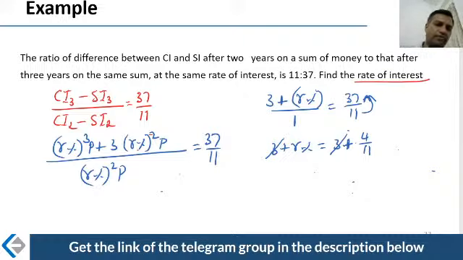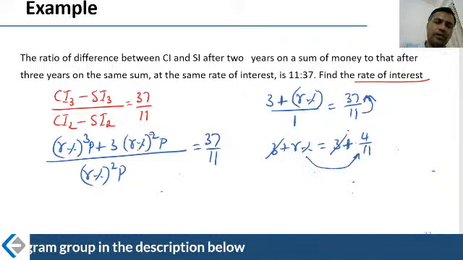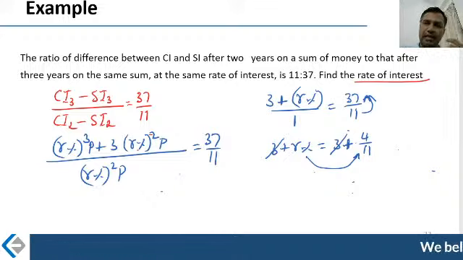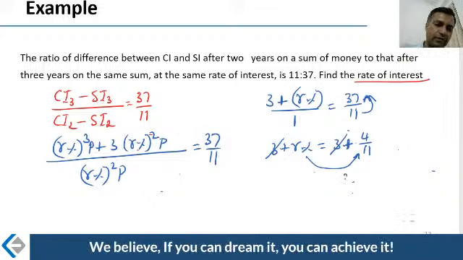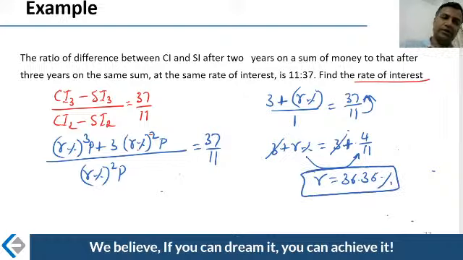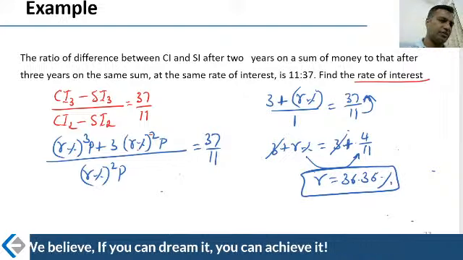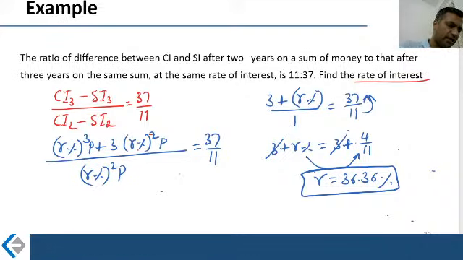So you wanted the rate of interest. You have the number in fraction form. What is 1 by 11? 9.09. Therefore, what is 4 by 11? 36.36%. That is the value of R. R% is nothing but 36.36%. Nothing much, we just knew this part directly.